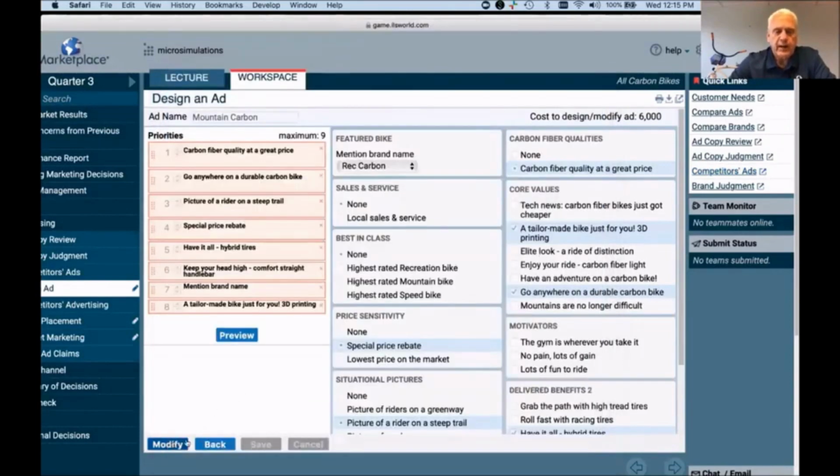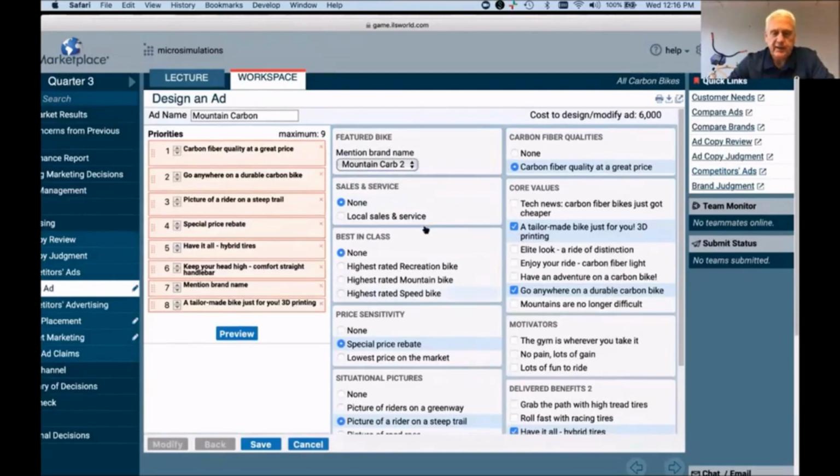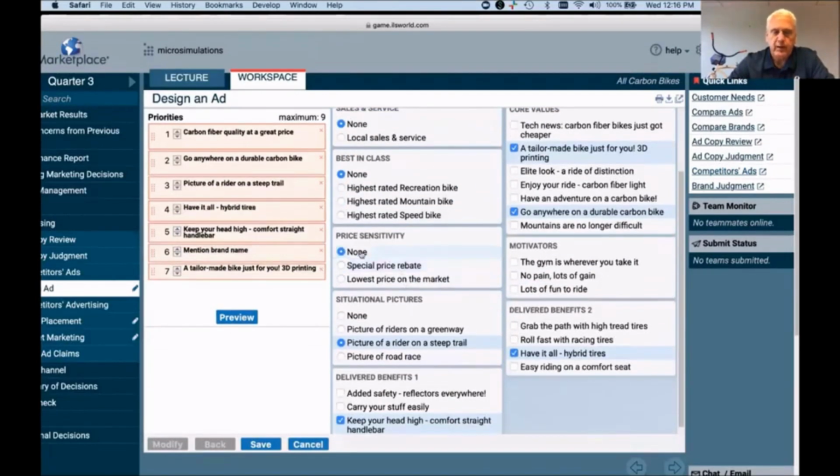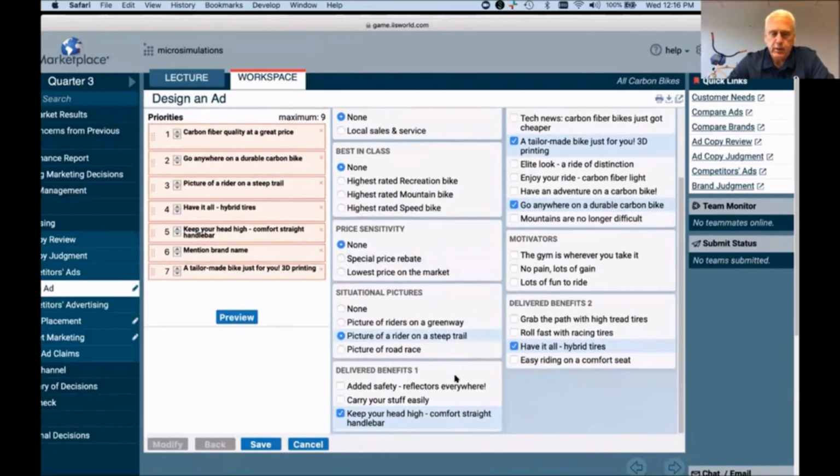So I'm going to modify this, and I'm going to change this ad to Mountain Carbon 2, and take out some of the things that I put in there. Well, I don't have a rebate. I like that, keep it on a trail. Your head high comfort, I don't want that, because that's not appealing to this segment. And I've got to change my tires. I got better tires, so I'm going to take that off.